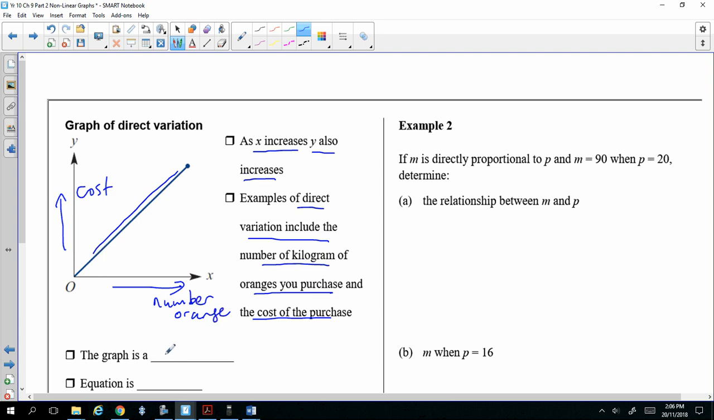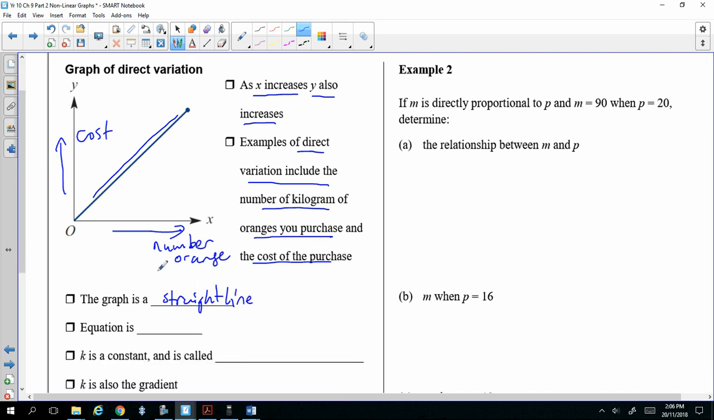And it's a straight line graph. And the equation of that straight line through the origin is y equal to kx, where k is a constant. K is called the constant of proportionality. Is that what they call in the textbook? I think. Did they describe it? Constant of proportionality, yeah. Constant of proportionality.